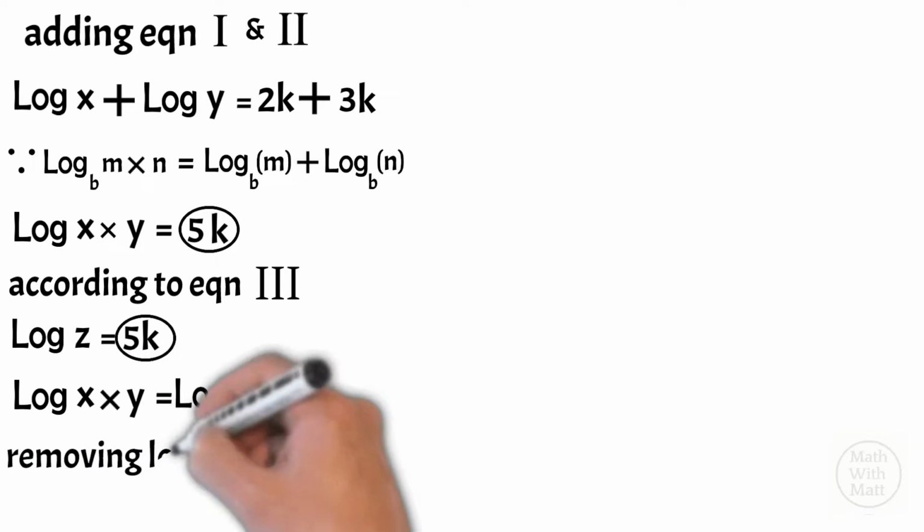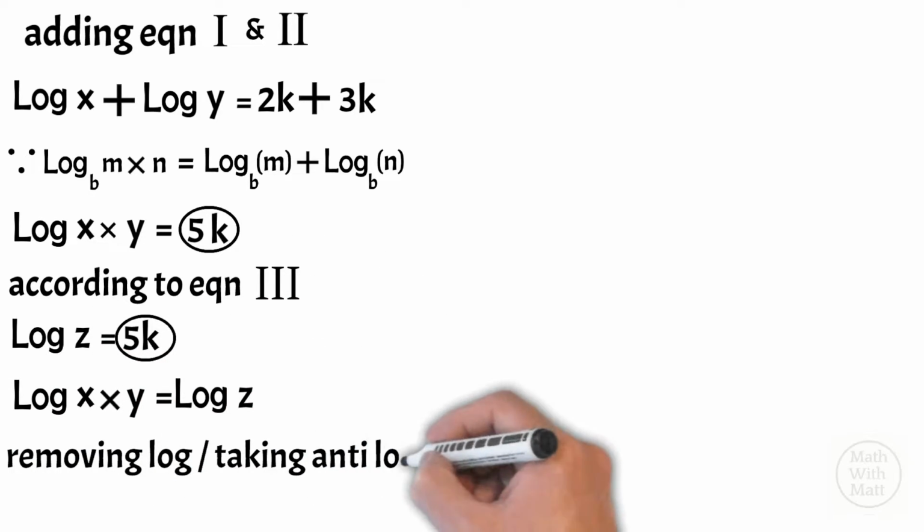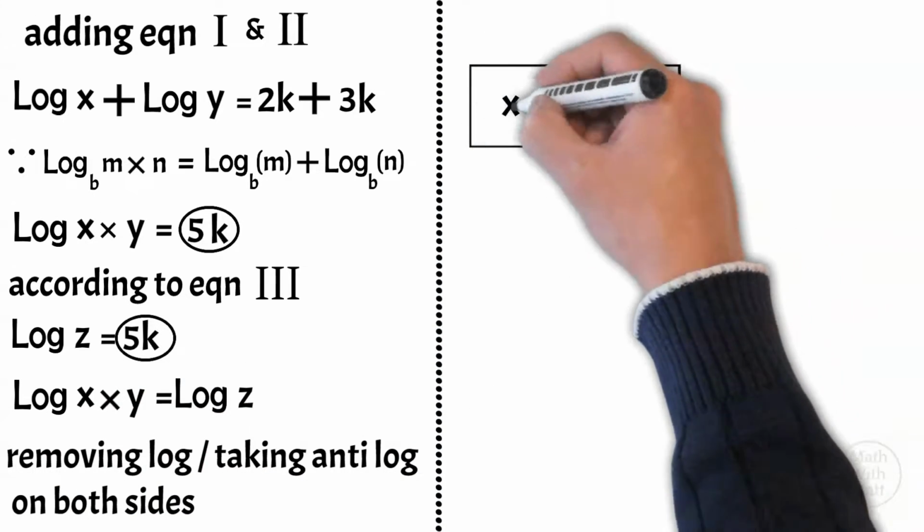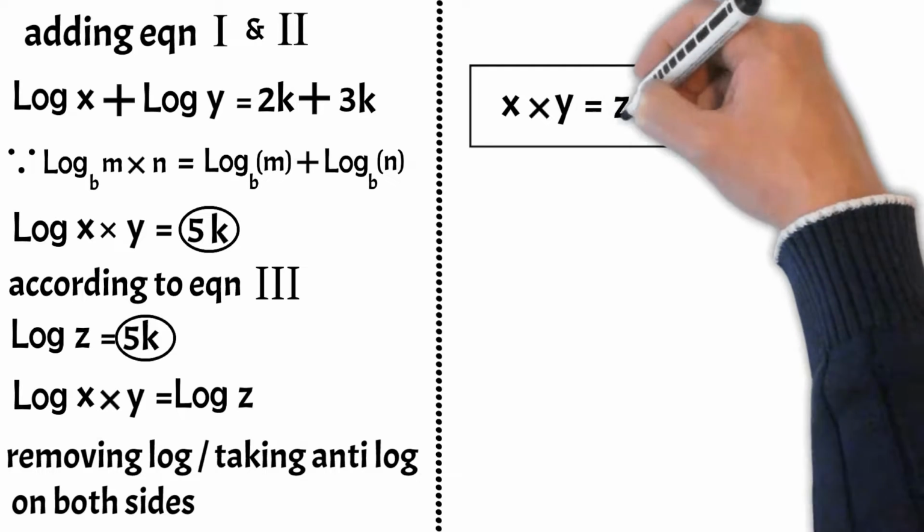And after that, we remove log on both sides to get our asked equation, that is, x times y equals z.